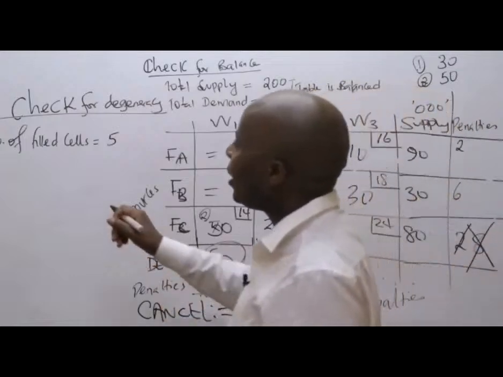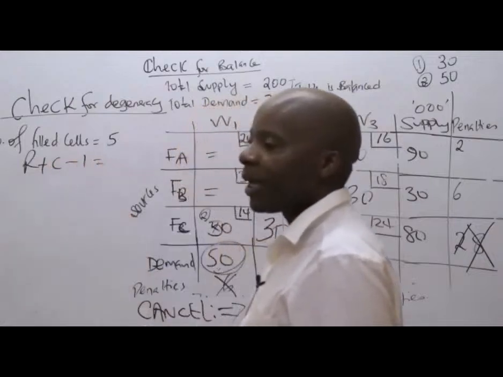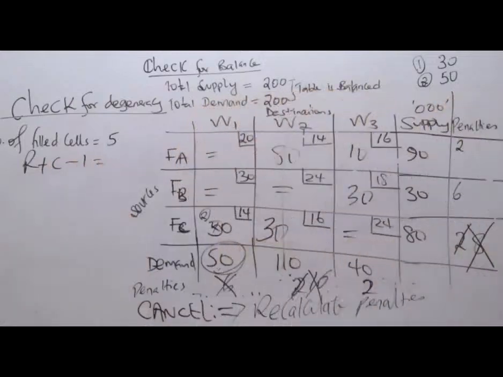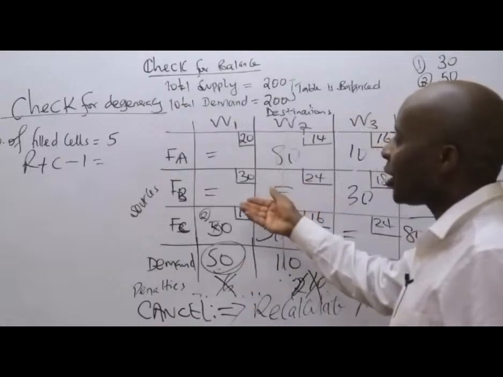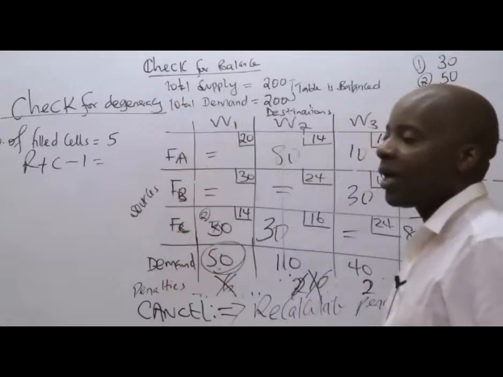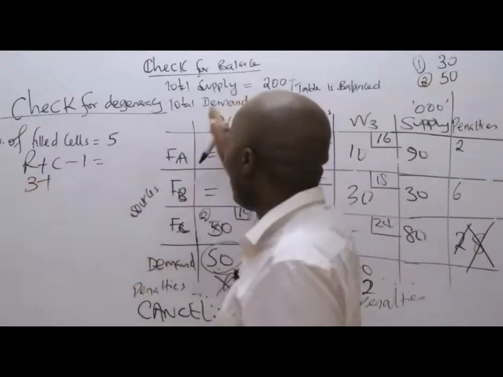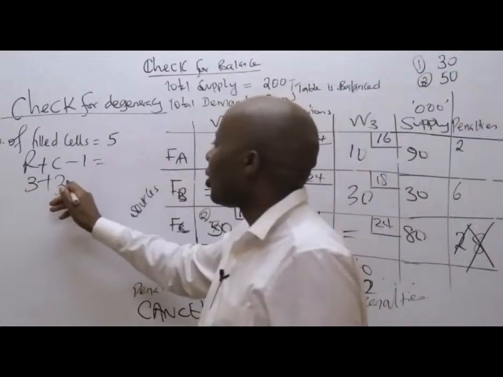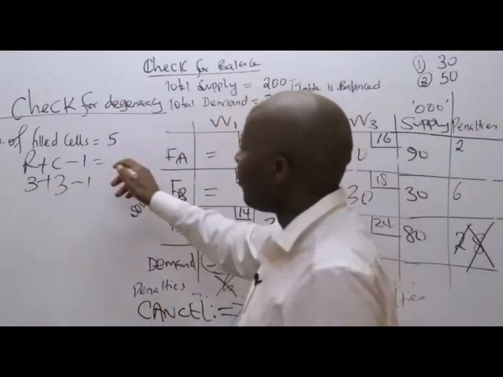Please compare this with a very important statistic, R plus C minus 1. R stands for rows. Rows plus columns minus 1. So rows, how many do we have? Rows means sources. 1, 2, 3, don't count the demand. Rows, we have 3. Columns, we have got how many? 1, 2, 3. Columns are 3. So 3 plus 3 minus 1, as Edward is telling me, is 5.